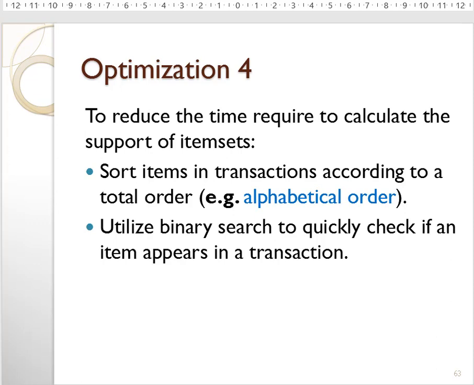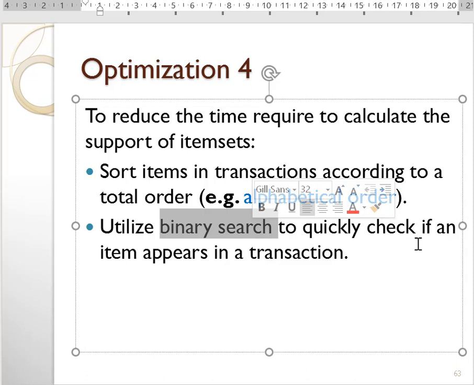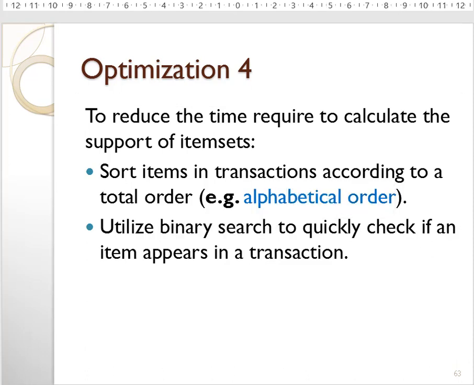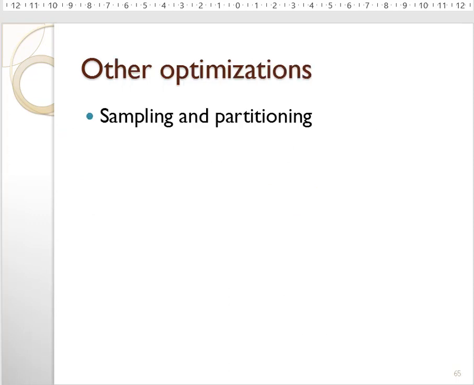Idea number 4. When we calculate the support of some item set in some transactions, we can sort the items in the transactions according to some order, like the alphabetical order. And when we search for some items in the transactions, we can use binary search to search more quickly. So if the transactions are very long, it will save maybe a little bit of time. So this is another possible optimization. And there are also other optimizations that we can use.